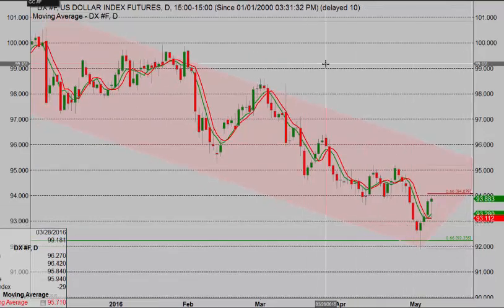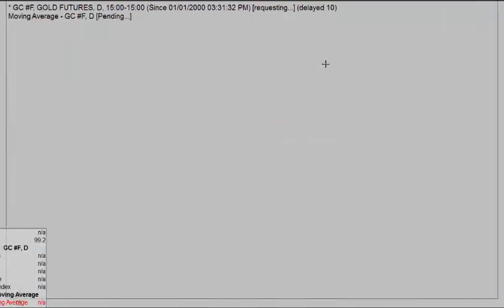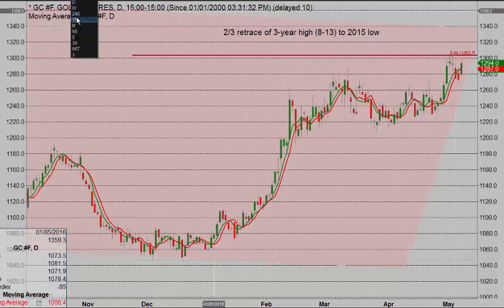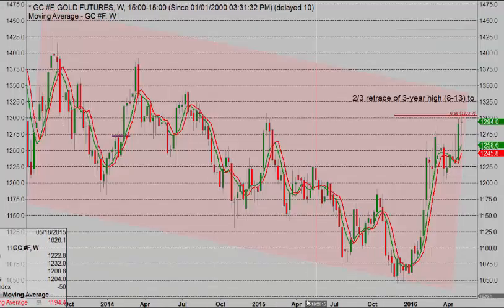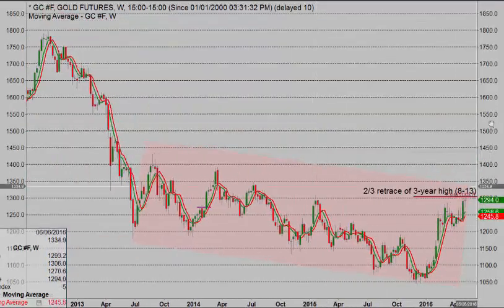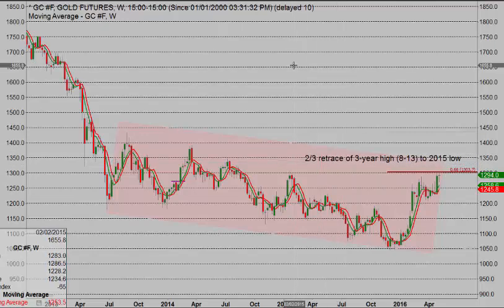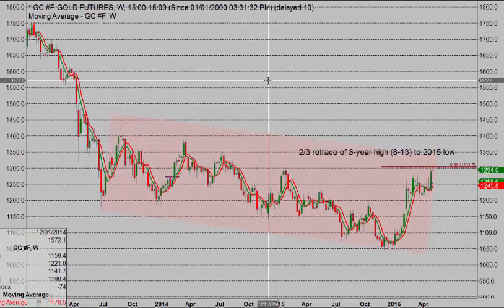Next market, gold. Gold also at a pretty big level right there. There you can see it. You have the 2/3 retracement of the 3-year high, the summer of 13 down to the 2015 low, and there it is. You're right on it. Jump out to a weekly chart, and there you can see that box, that long-term primary pattern or grand pattern, whatever you want to call it. We'll have to see. That's a big level.